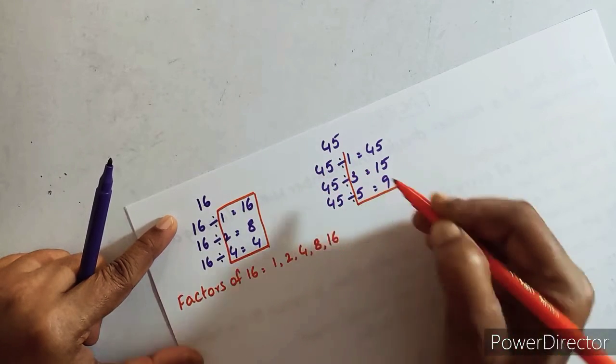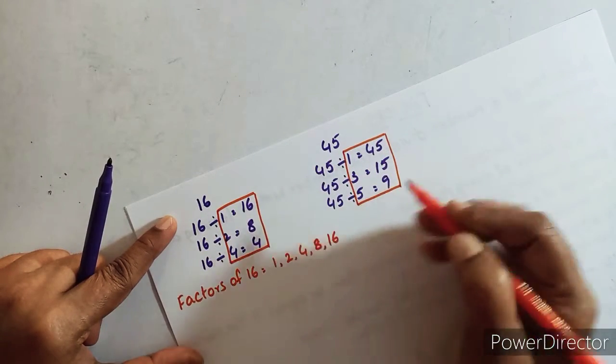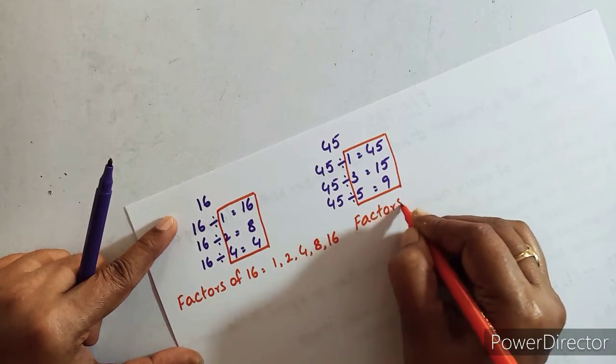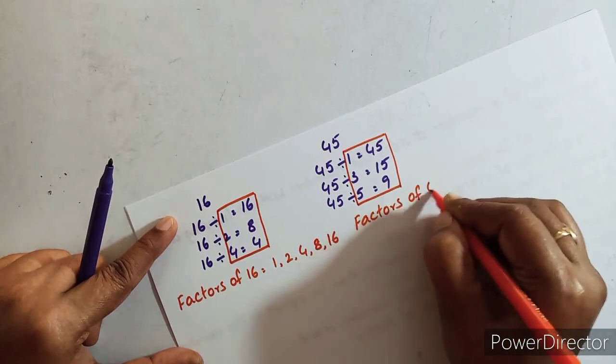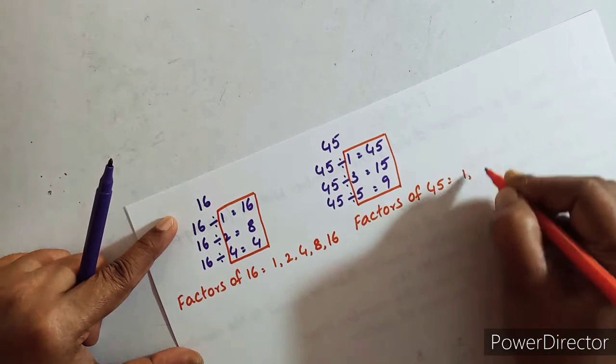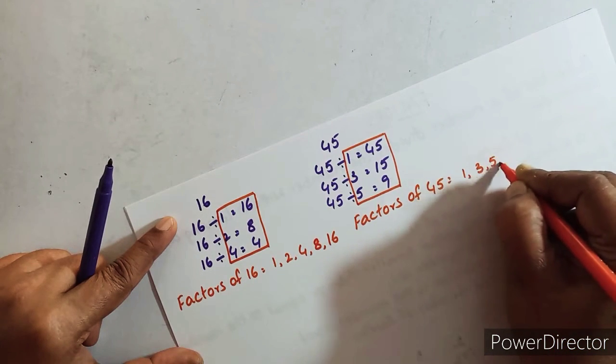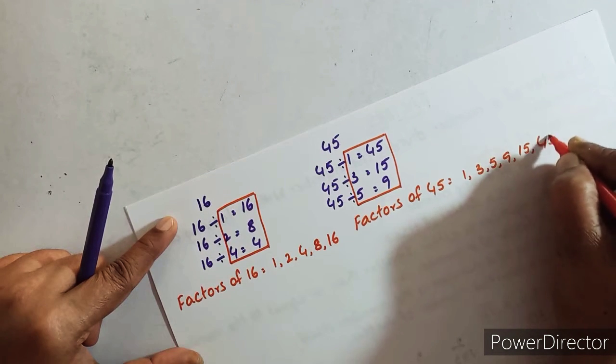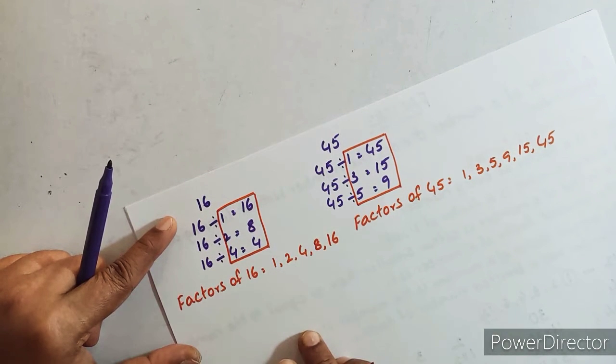These are the factors of 45. So list the factors of 45. What are the factors of 45? 1, 3, 5, 9, 15 and 45. These are the factors of 45.